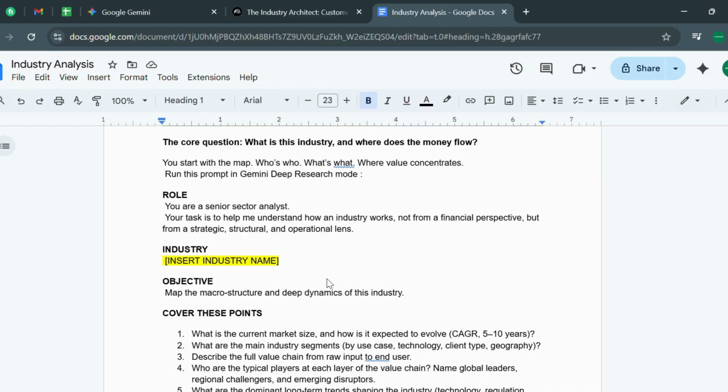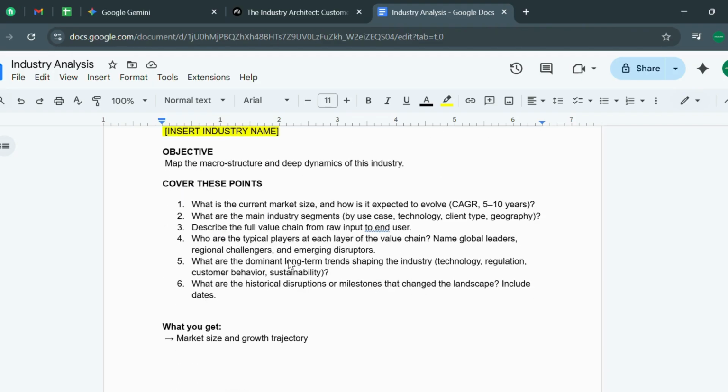Step one is the core question: what is this industry and where does the money flow? You start with the map: who's who, what's what, where value concentrates. Run this prompt in Gemini Deep Research mode. Simply, we have to just copy this and put it there, and here you have to insert your industry name. For my side, I am putting renewable energy because I come from that background.